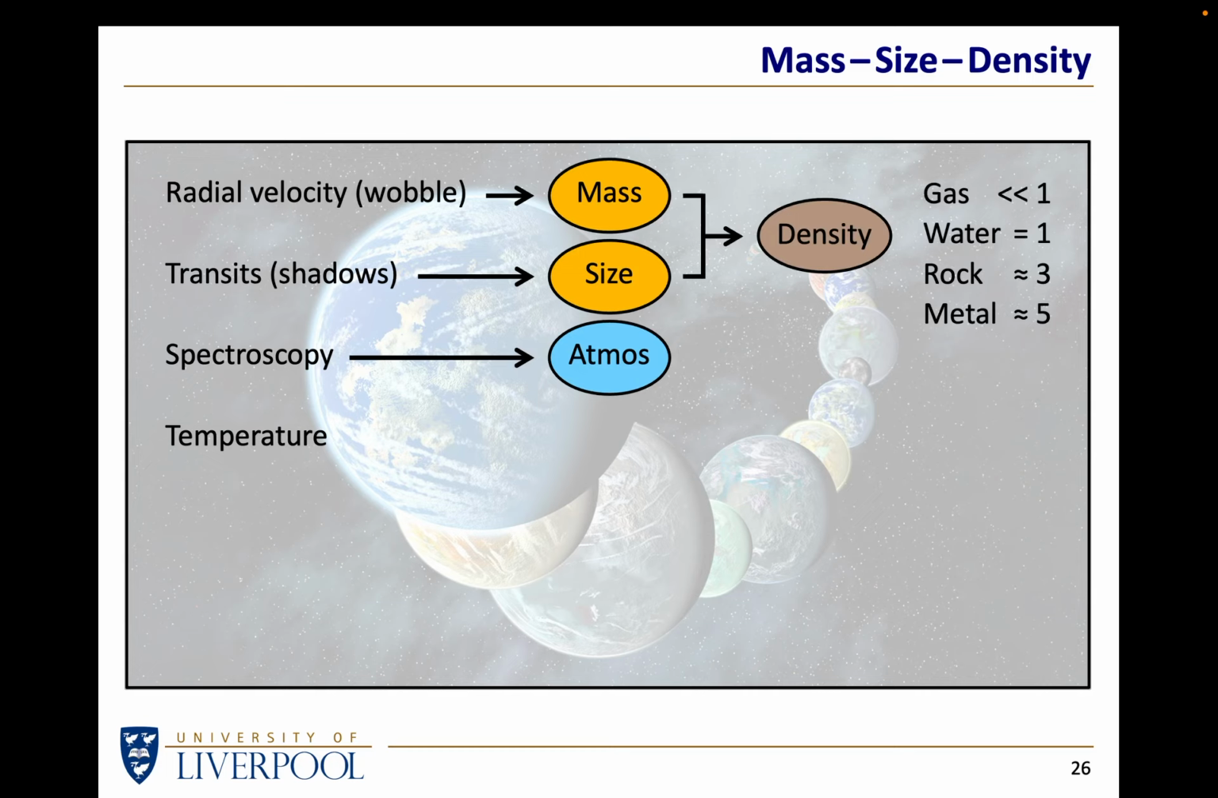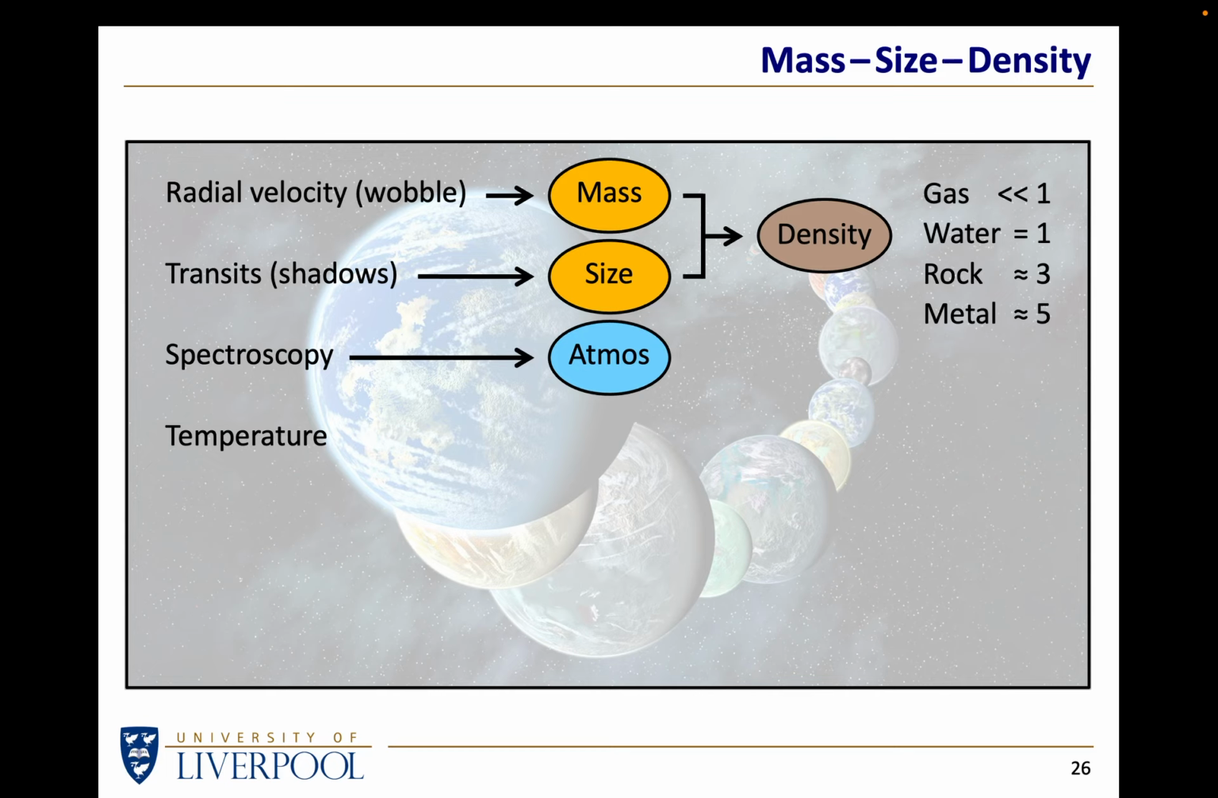If the mass and size tell us that the density is very high, then it's probably a rocky planet. If the mass and the size tell us that the density is very low, then it's more likely to be a gas planet, a gas giant perhaps.